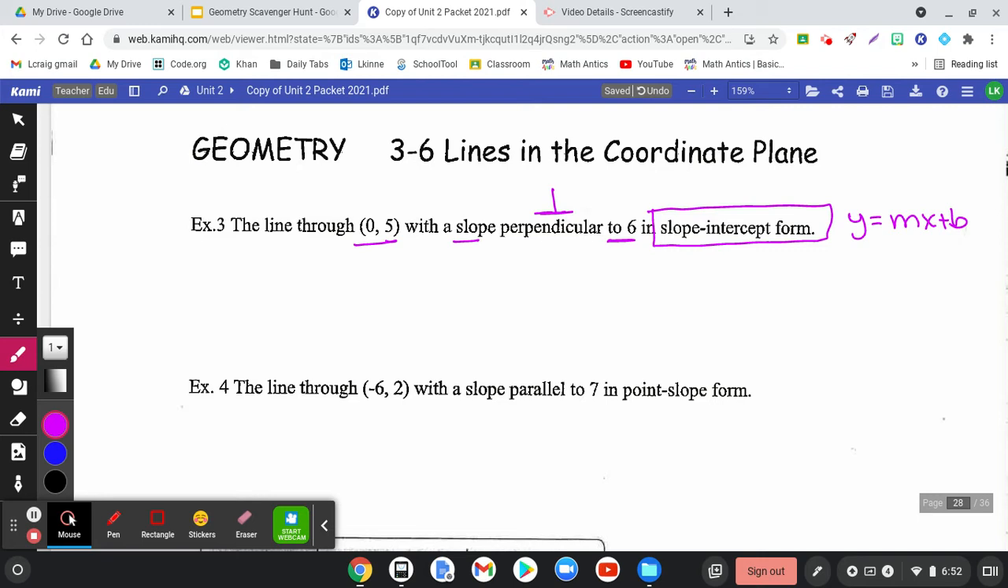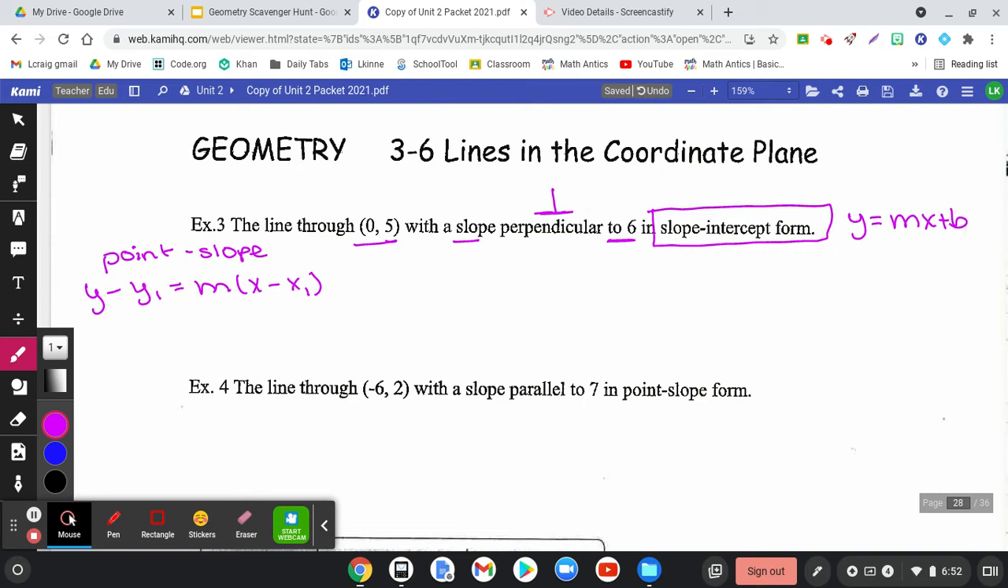To start, since I have a point and the slope, let's use point slope form first, which again is y minus the y value in your point equals the slope times x minus the x value. And I know I keep repeating that, but trust me, the more you say it, the more you write it, the easier it's going to be.